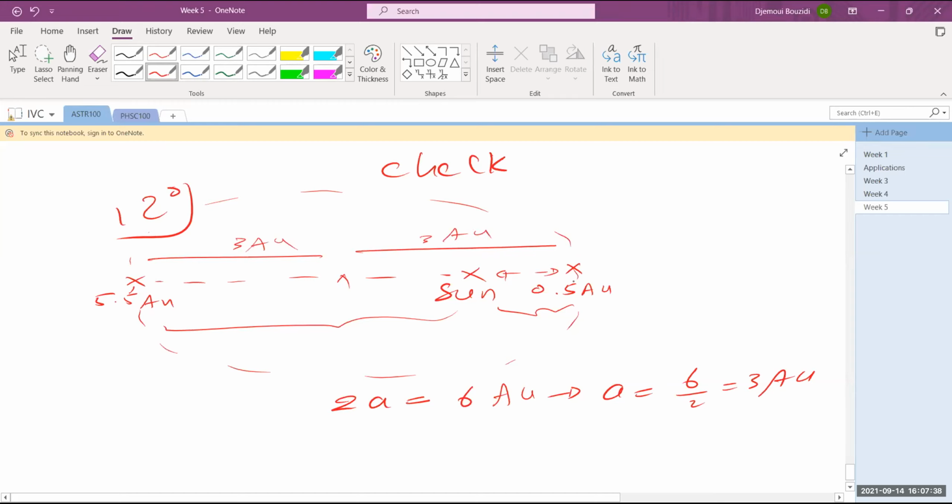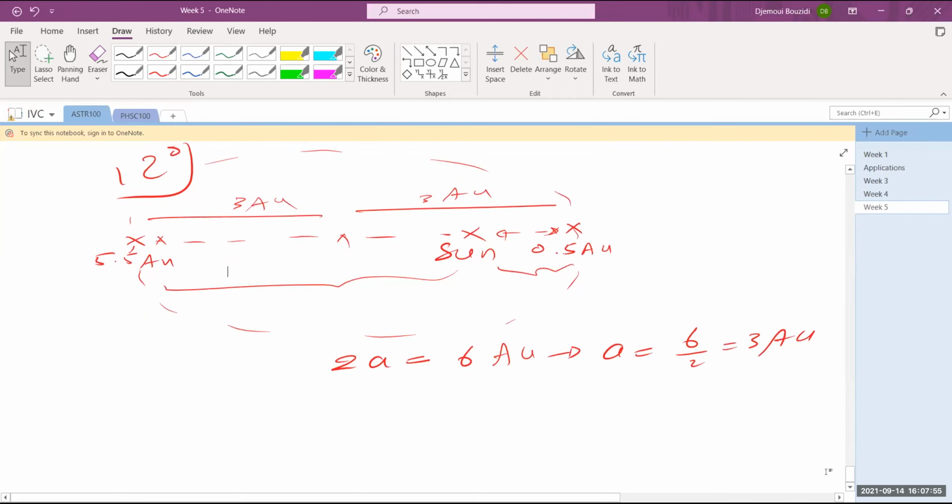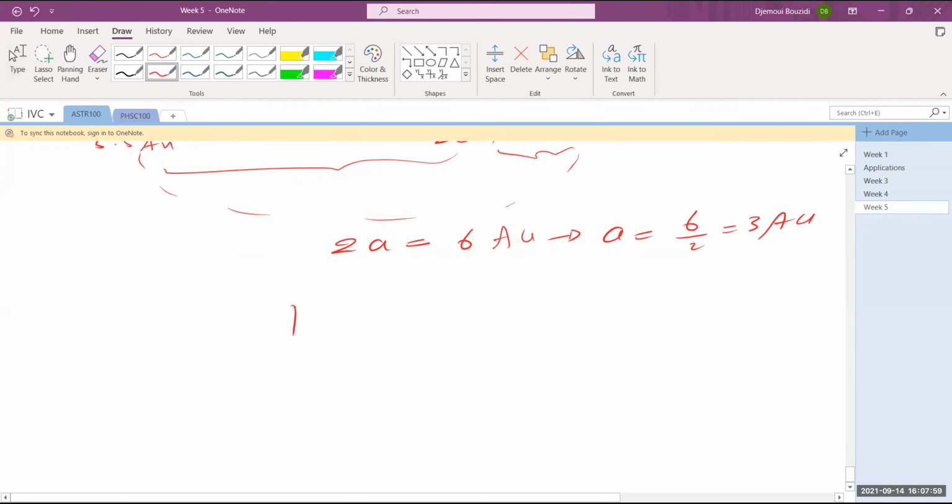Obviously, at this point, it's closer. I mean, it's almost as close to the sun as Mercury is, and here it's slightly further than what Jupiter is. So we found what a is. Now all we have to do is find P. Doing the same thing as we did before.